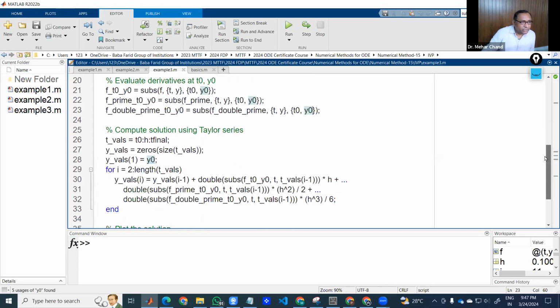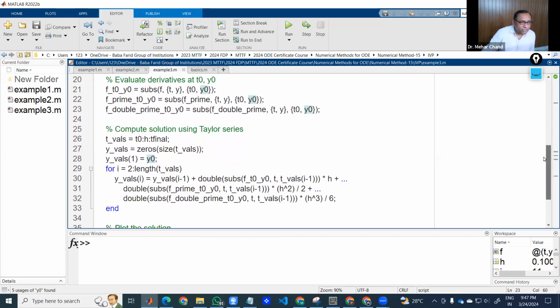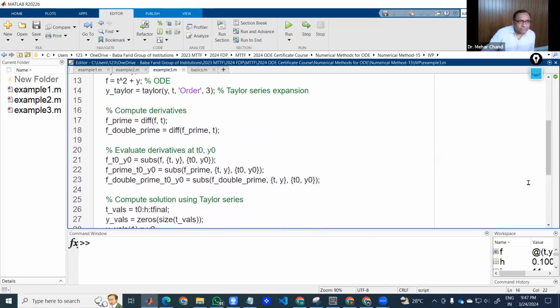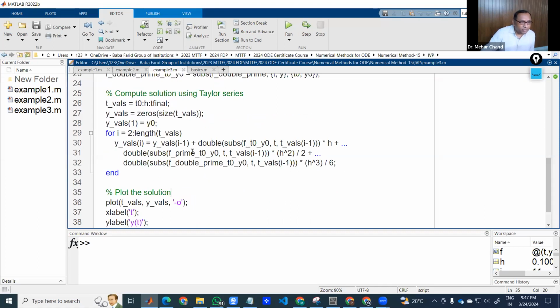and after that we use the for loop to get the solution. Here we are using the third order series, so we need these values. As you can see here, this is y, then f(t0, y0), which is y dash, and this is y double dash, and here is y triple dash. So this is the complete Taylor series.